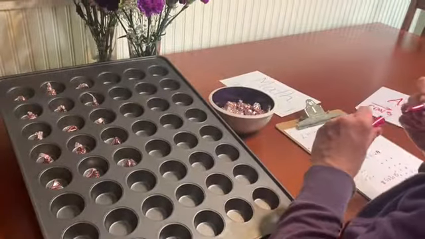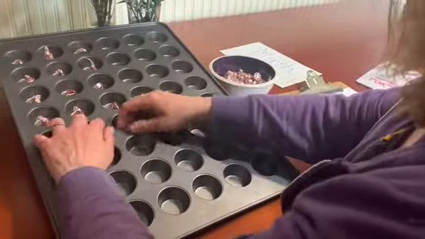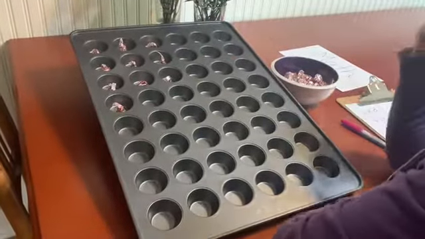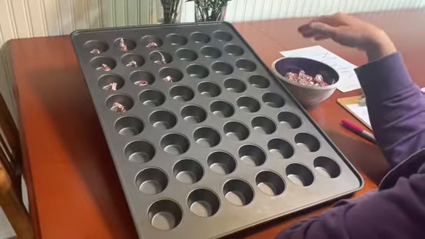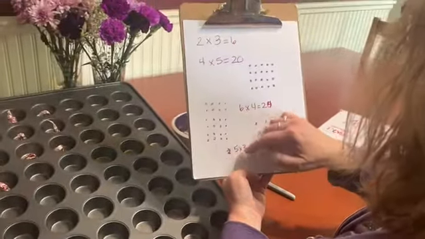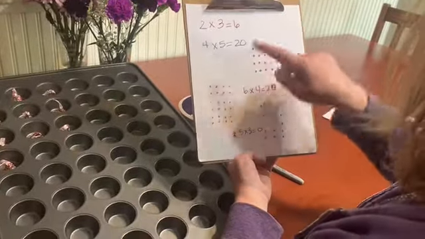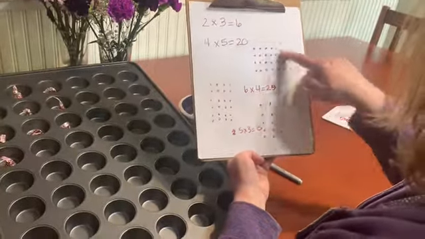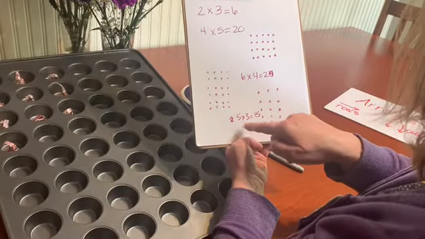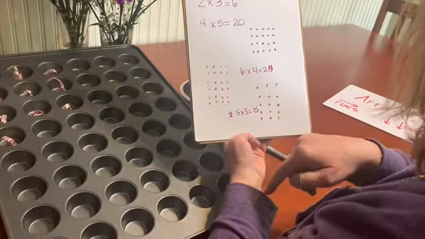So you can get something to do this at home. If you don't have a big giant muffin tin, you could make a grid. You could just draw them out on paper, but make sure that you're trying to count in groups instead of 1, 2, 3, 4, 5, 6. Count by 4s or count by 3s or count by 5s. And then your number sentence is how many rows times how many columns equals the total.